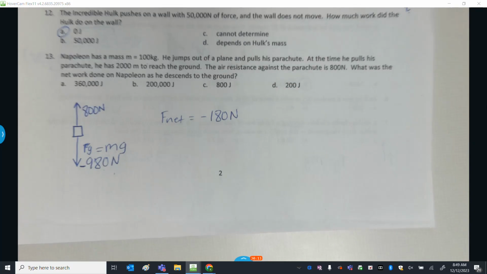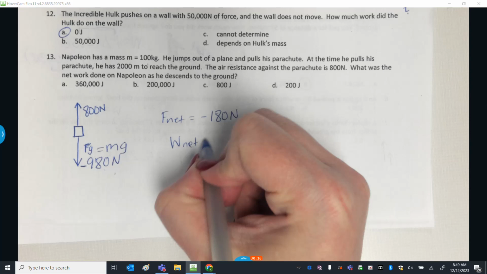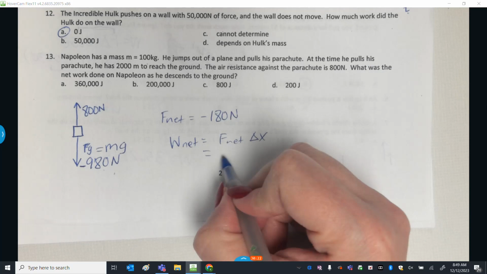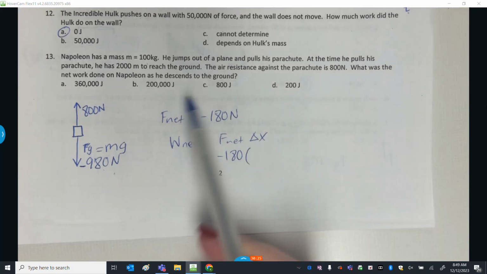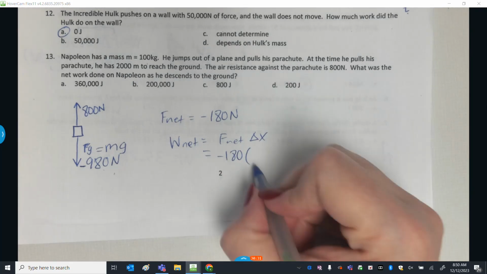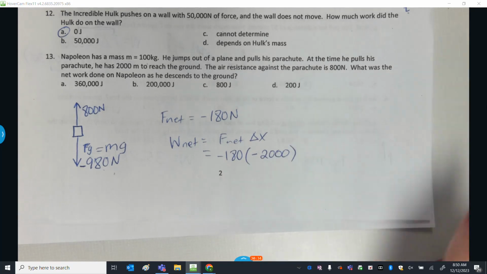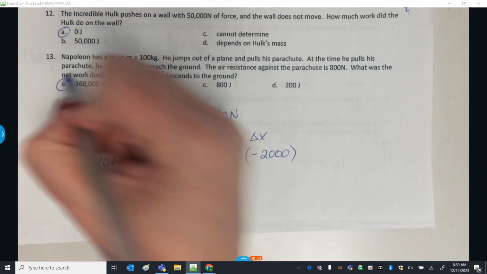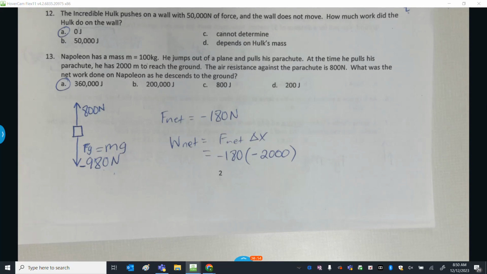And so if I want to find net work, I'm going to have net force times displacement. My net force is negative 180. My displacement: he is 2,000 meters from the ground. He has to fall 2,000 meters. His displacement is negative 2,000. And because his net force and his displacement are both down, I'm going to get a positive number. Negative times a negative is a positive. Again, if your force and your displacement are in the same direction, you will have positive work. Negative 180 times negative 2,000 gives me an answer of positive 360,000 joules. The answer to number 13 is A.